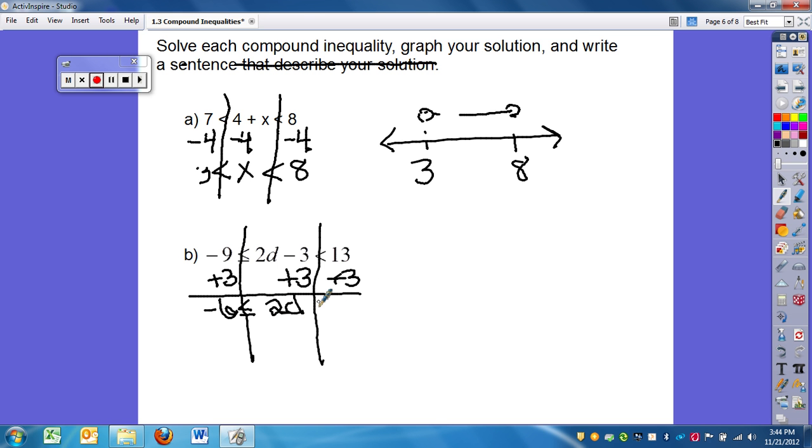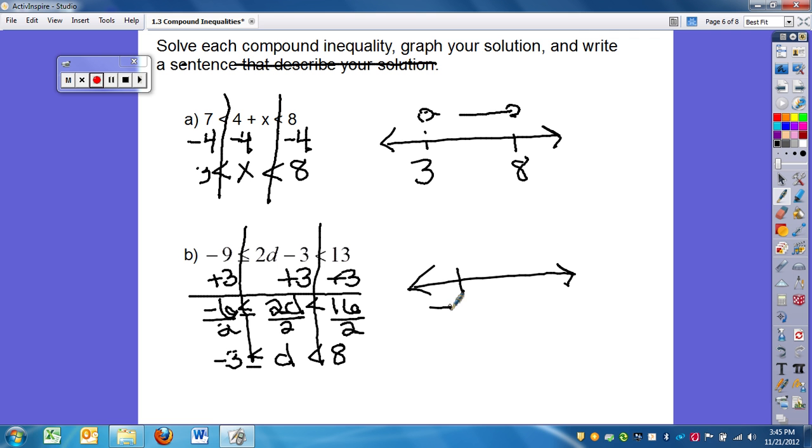So we have negative 6 is less than or equal to 2d, which is less than or equal to 16. Now I divide by 2. We get negative 3 is less than or equal to d, which is less than 8, which we're done because we're left with the variable isolated in the middle. So on my number line, I have negative 3, I have 8, I have a closed circle, and then it goes to an open circle.